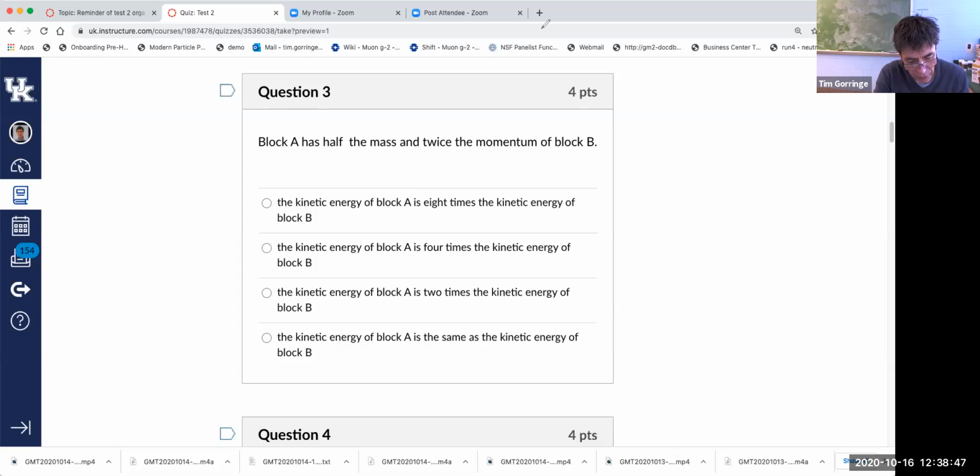Okay, question number three. Question number three says that block A has half the mass of block B and twice the momentum of block B, and we have to compare the kinetic energy of A to B. So let's see if we can do that.